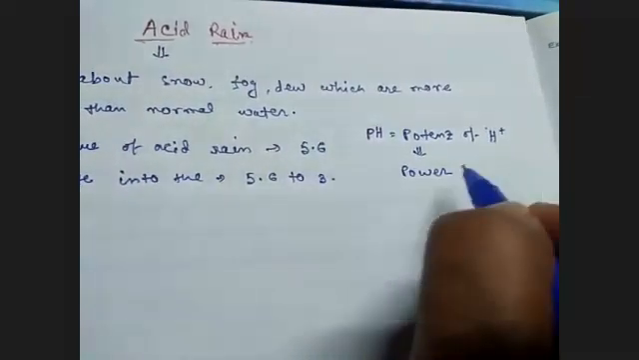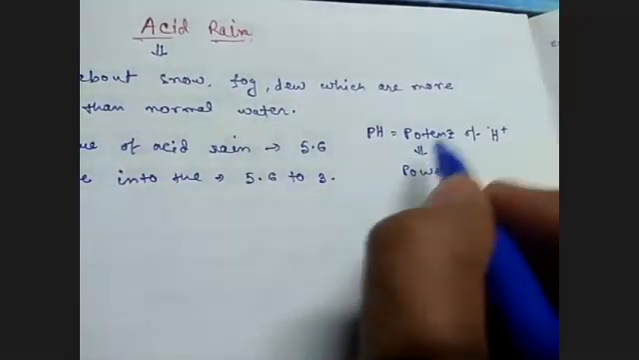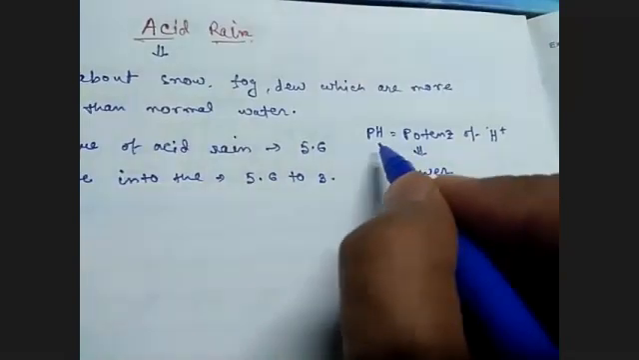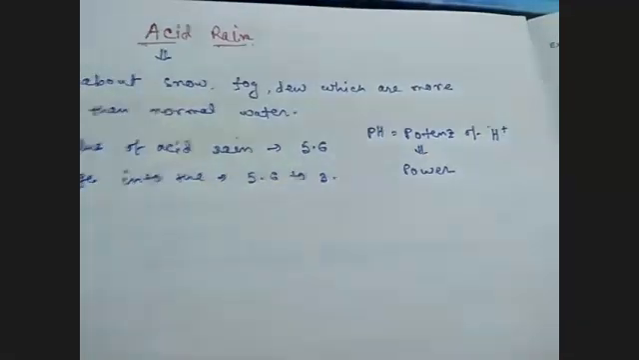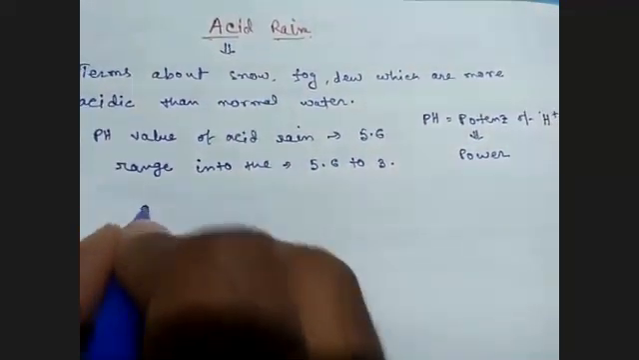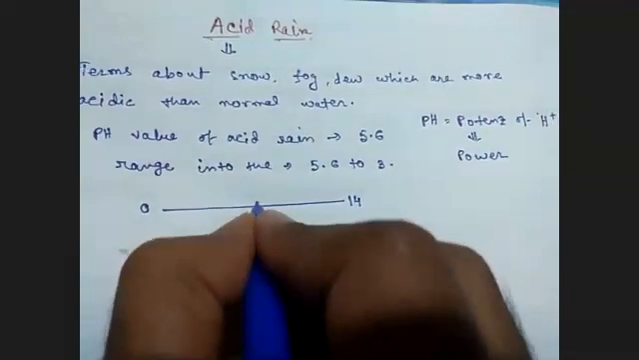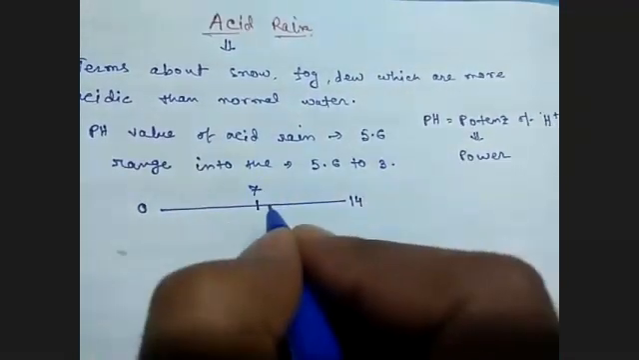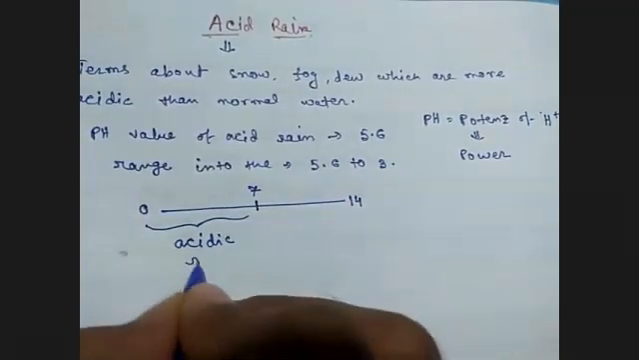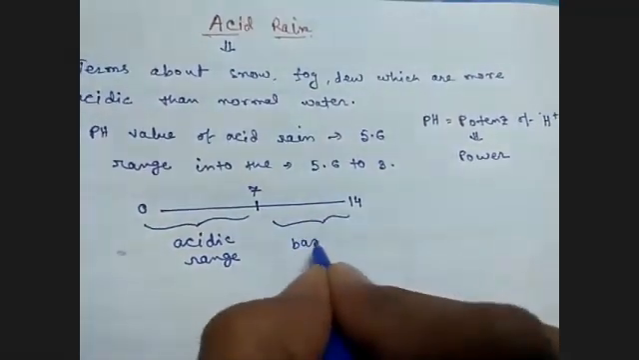We know that an acid releases H plus ions in aqueous medium. So the power of H plus ion in aqueous medium is known from its pH value. The pH scale goes from 0 to 14. The mid value is 7. 0 to 7 is the acidic range, and 7 to 14 is the basic range.